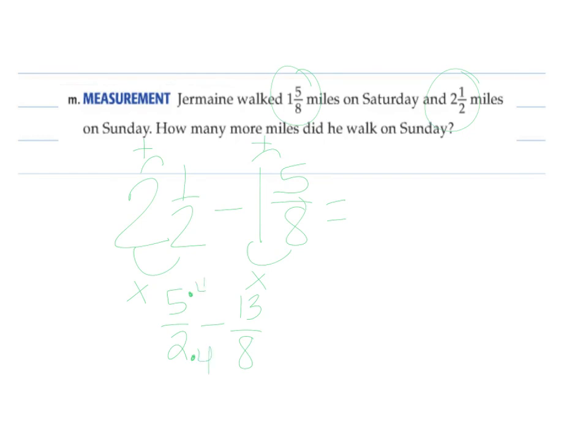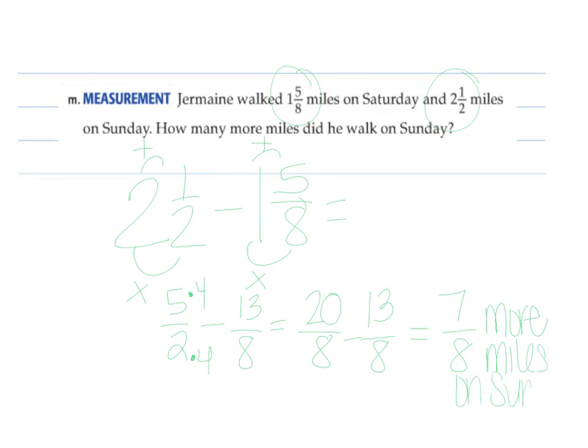And then let's convert this to get them to the same common denominator. So times 4, times 4. 20/8 minus 13/8. So 20 minus 13 is 7/8. So he walked 7/8 more miles on Sunday.